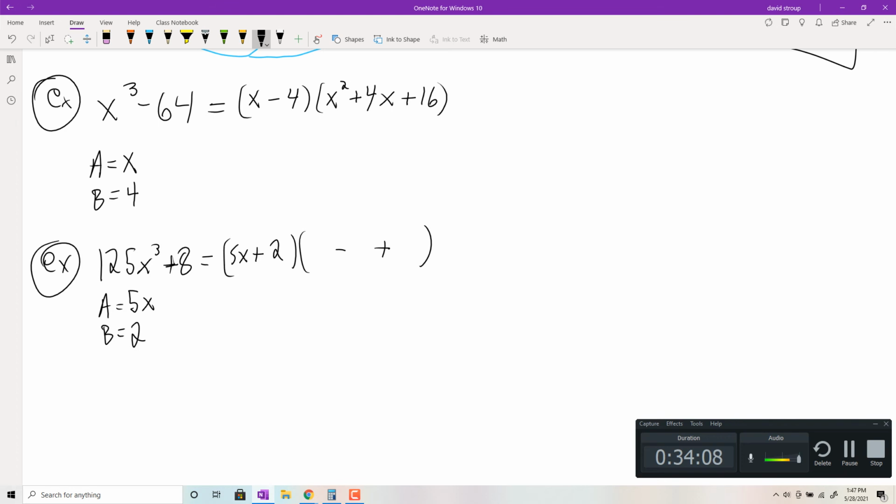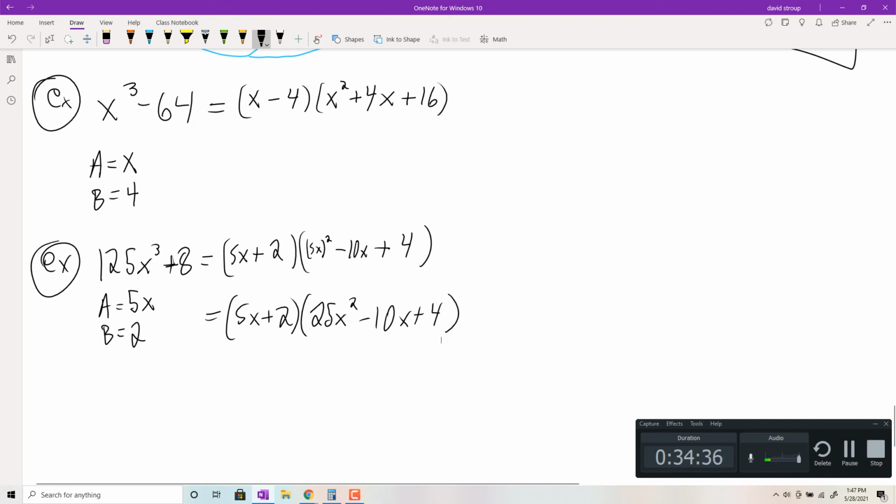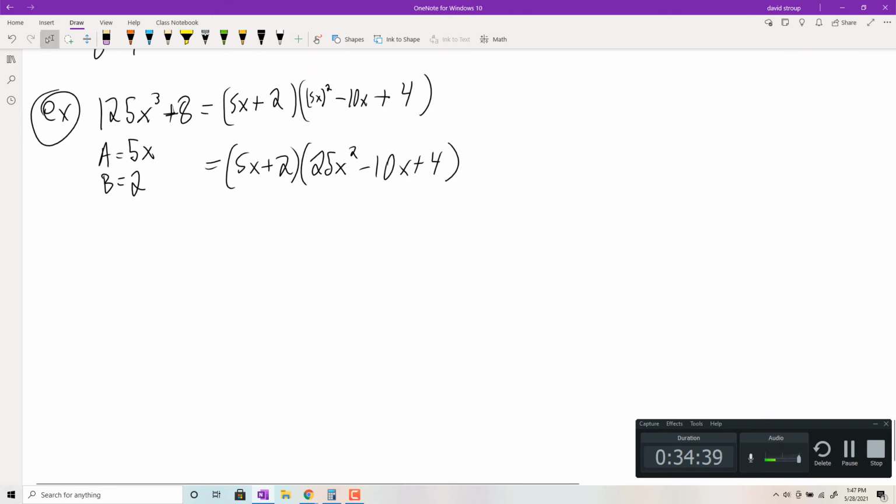And this, people always screw up. They want to put 5x squared in this first position, but it's really 5x, quantity squared, so you're going to be putting in 25x squared. And then the middle one, 5x times 2 is 10x. And then the last is 4. Okay. So ultimately you're going to have 5x plus 2 times, not 5x squared, 25x squared. Freshman mistake. Let's get a couple more, and then we'll go to my math lab. Maybe just one more.